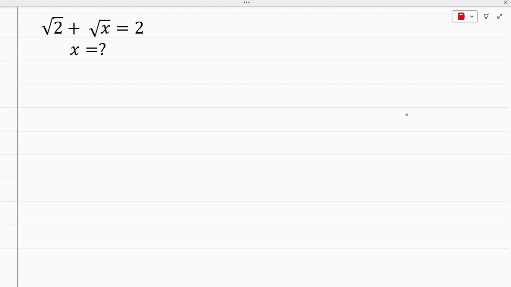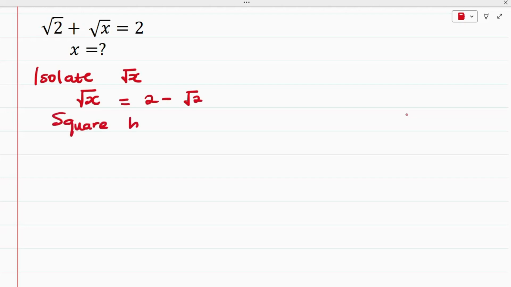So guys, in today's video we want to simply solve this nice radical math problem that says the root of 2 plus the root of x is equal to 2, and we are to find the value of x. So the first thing guys we want to do right here is to simply isolate the root of x. Doing that we have the root of x is equal to 2 minus the root of 2. So the next thing guys we want to do right here is to square both sides.